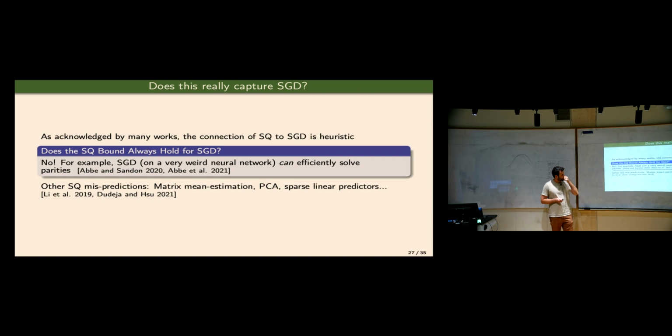So in general, SQ is a very good framework because it lets us get rough estimates of how hard some problems are without having to do too much work. The problem is that they don't always hold. And there are already a lot of examples in the literature of problems where the SQ bound completely breaks.